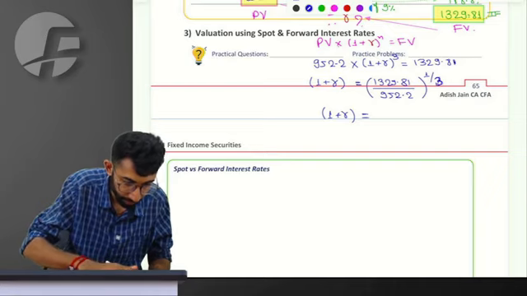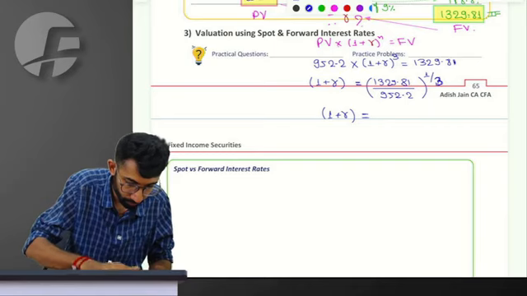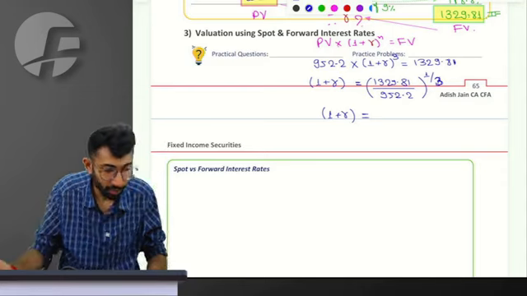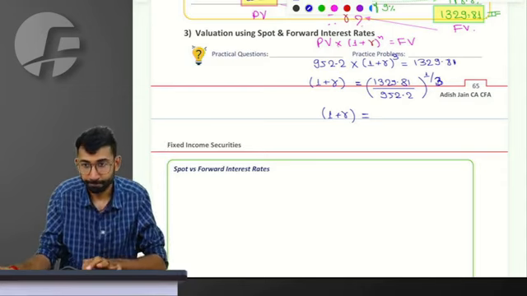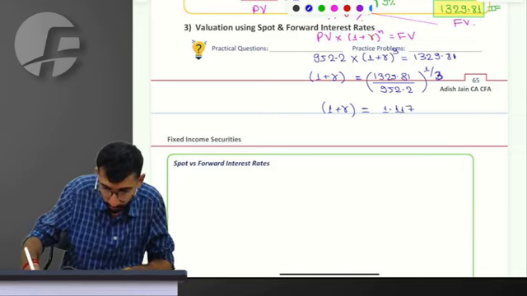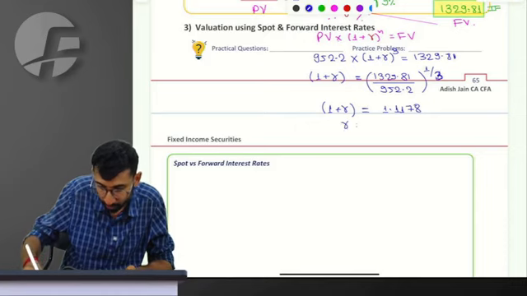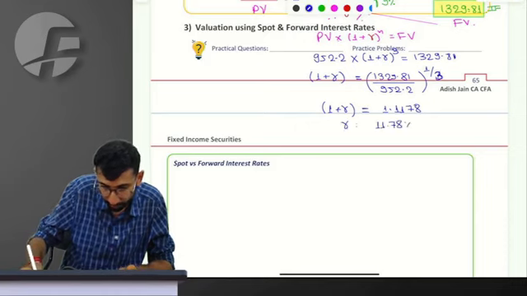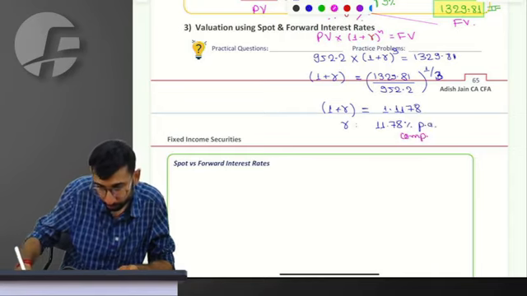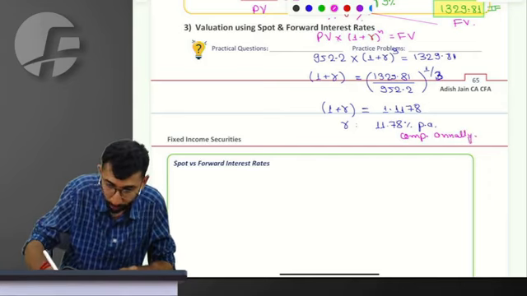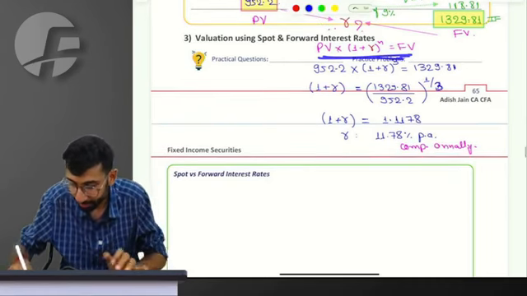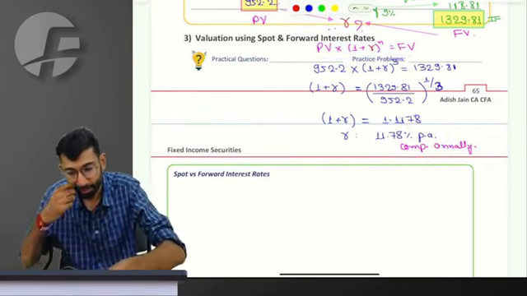Minus 1 divided by 3 plus 1. 1.11777 something. Right? 1178. So R is equal to 11.78% per annum. Needless to mention, it is compounded annually, because the formula being used to calculate this R was an annually compounded formula, and hence this rate is also annually compounded, 11.78.